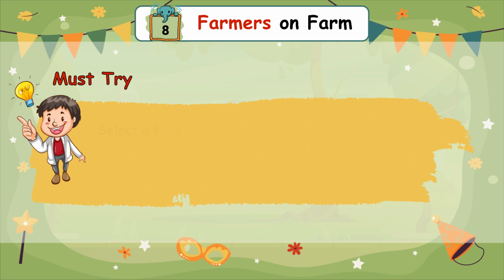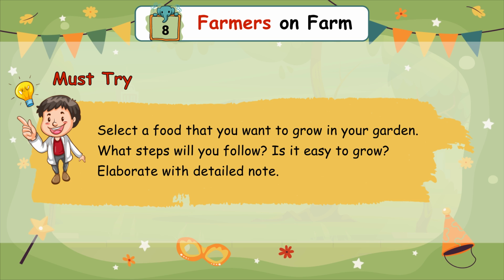Must try. Select a food that you want to grow in your garden. What steps will you follow? Is it easy to grow? Elaborate with a detailed note.